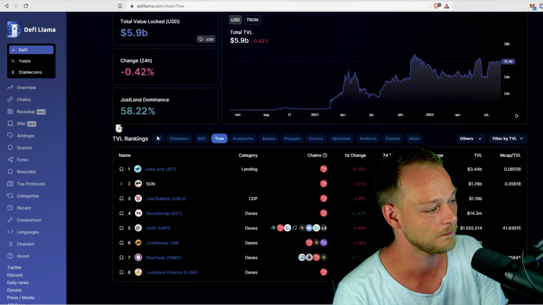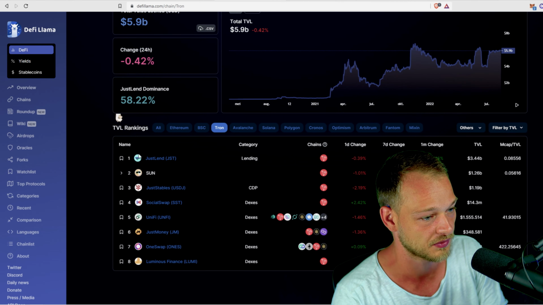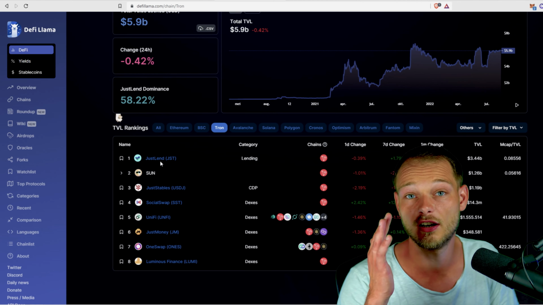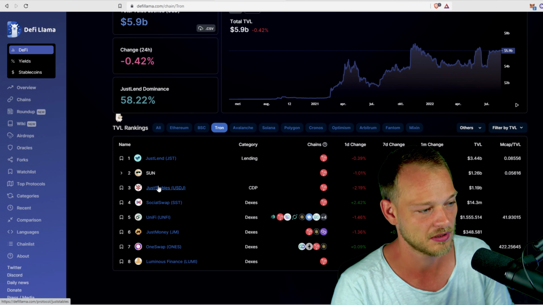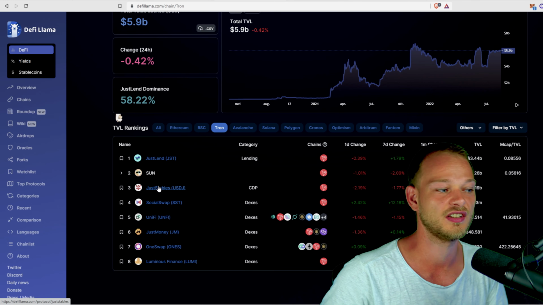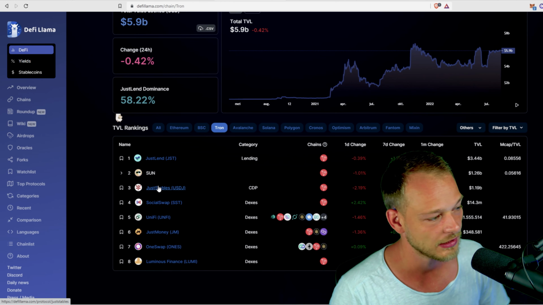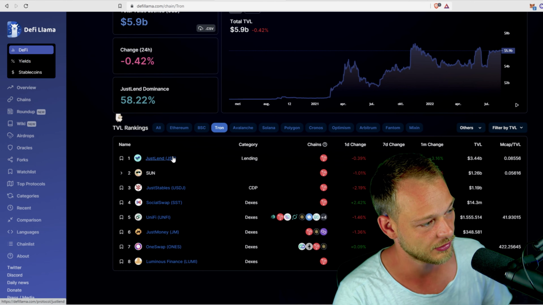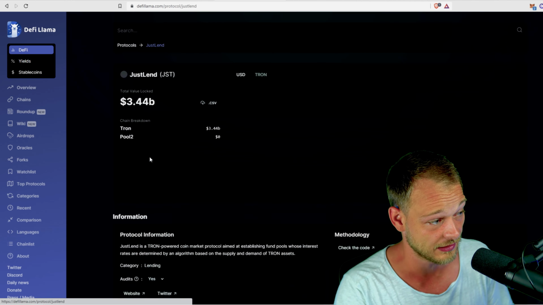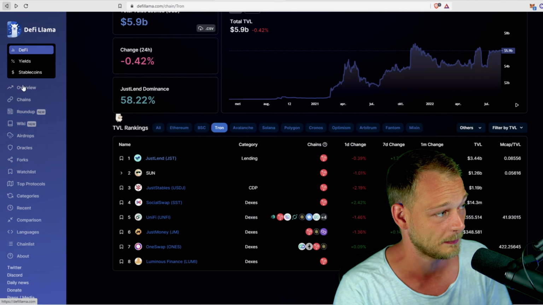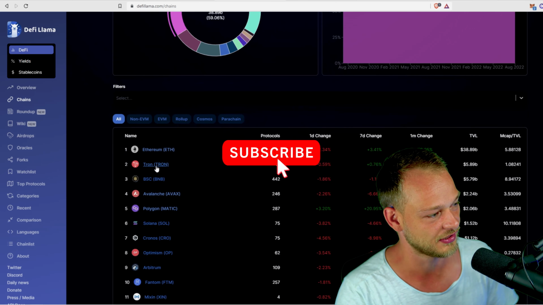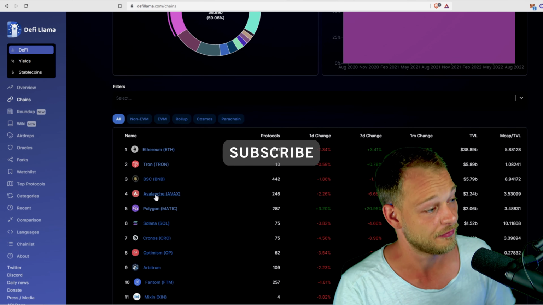You just click on Tron and you see right here all the platforms that are built on Tron. Those are not a lot, just 8. But if you're interested in the Tron network, then you can check out right here. Oh, Just Lend is a platform for lending, I guess. You can click on it and here you can go to the website. Okay, cool. If we go back to chains, you see the Binance Smart Chain is third, Avalanche is next.